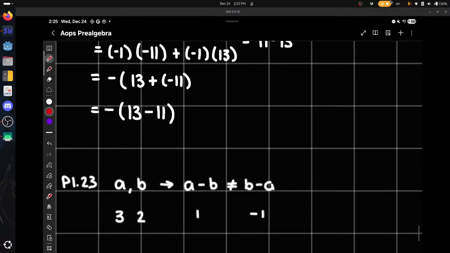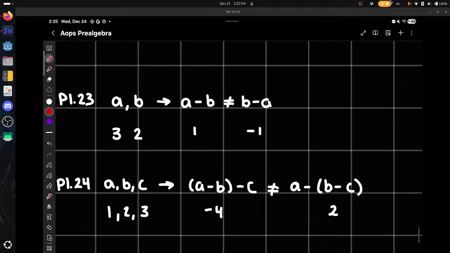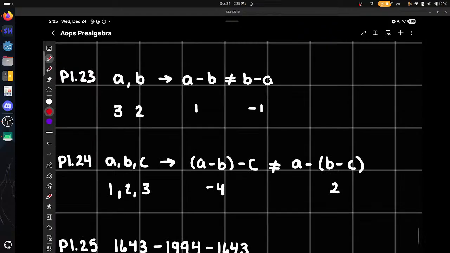Okay, problem 23. Find numbers a and b such that a minus b is not equal to b minus a. They used the same numbers as me, I think, right? No, they used 1 and 2. I used 3 and 2. But we still got the same result, 1 and negative 1. So they're showing that subtraction is not commutative.